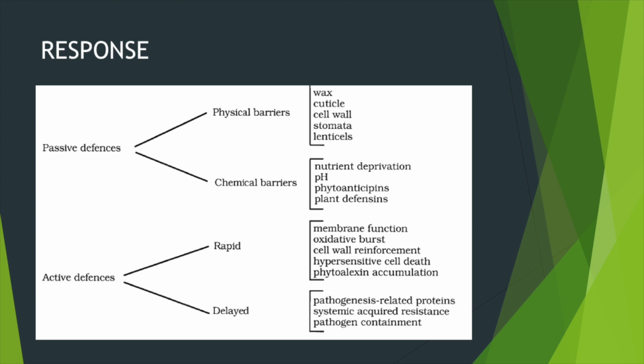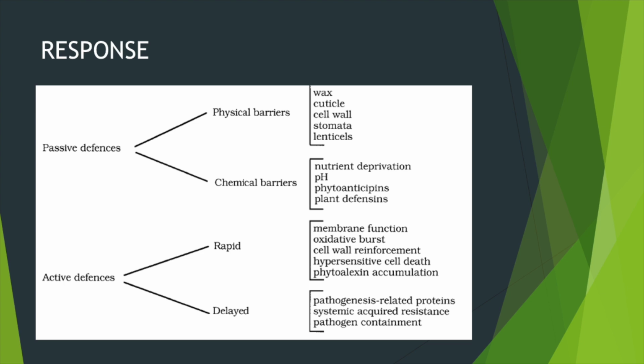And then we come to active defenses. Active defenses can be of two types, based on the time in which they are produced: rapid as well as delayed. First, the active defenses that are produced rapidly. The first active defense is altered membrane function. So there is an increased production of reactive oxygen species. This is called oxidative burst.